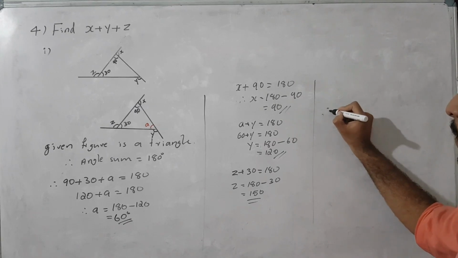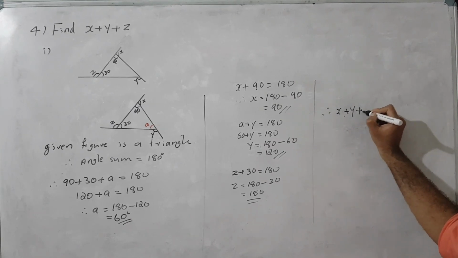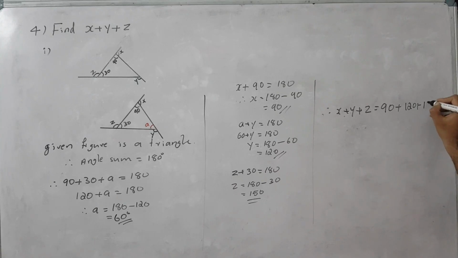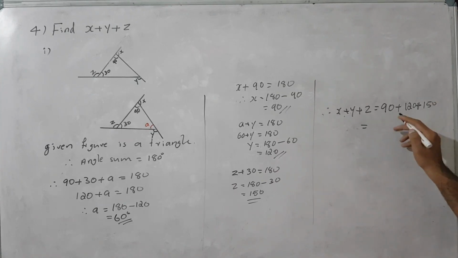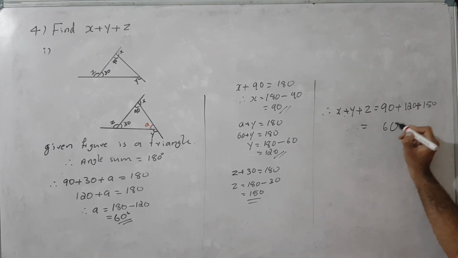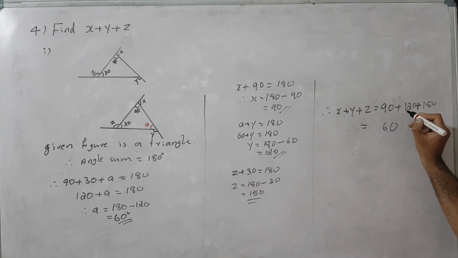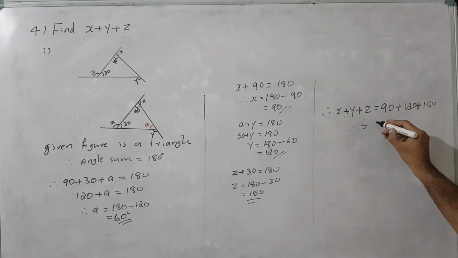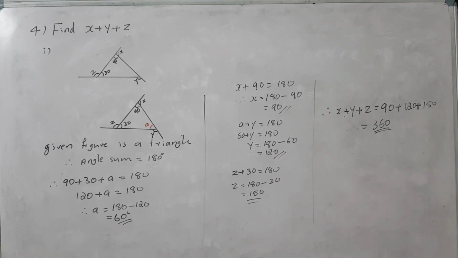Okay. Therefore x plus y plus z is equal to 90 plus 120 plus 150. 90 plus 120 is 210. 210 plus 150 is 360. Then what is the angle value?